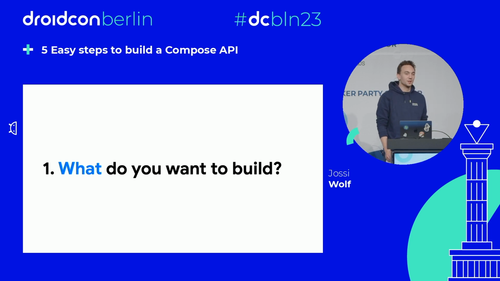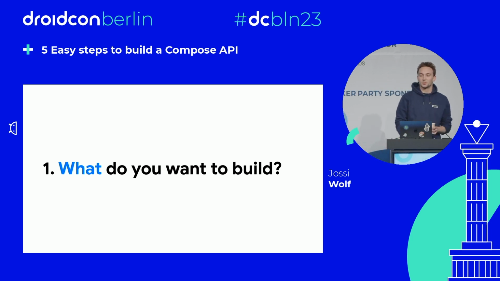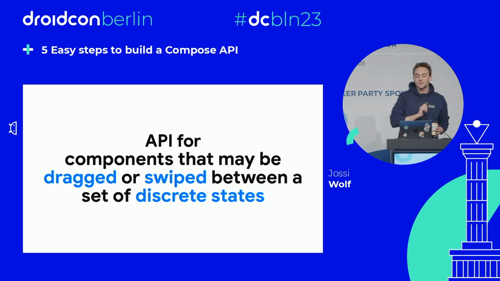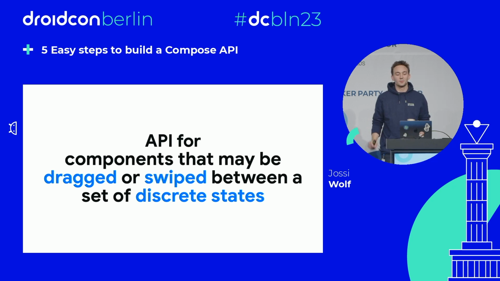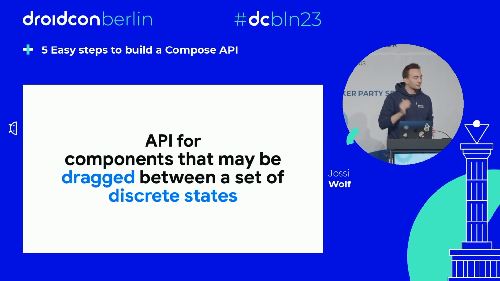It sounded easy to me until I actually sat down and tried to define what I wanted to build when I started out with this. Now, we already had a definition earlier. Let's take that: the API for components that may be dragged or swiped between a set of discrete states. Discrete states really just means that when you let go, it'll settle somewhere. We can simplify this a bit. Swiped here is a bit unnecessary, a bit redundant. Dragging is what we will generally see as a concept in Jetpack Compose.